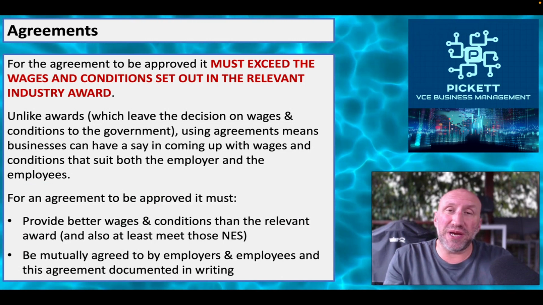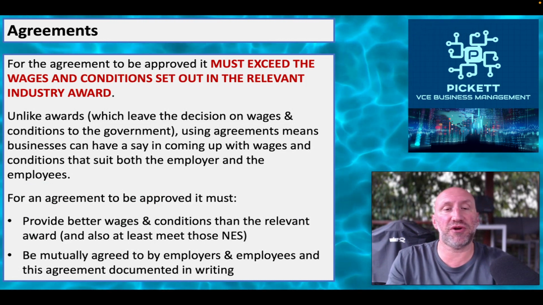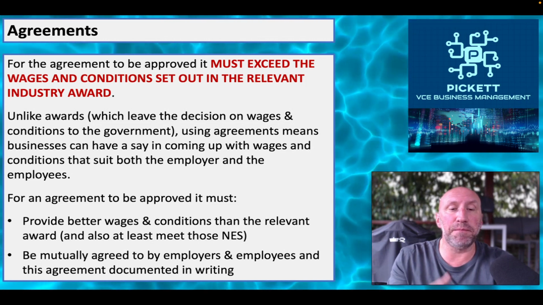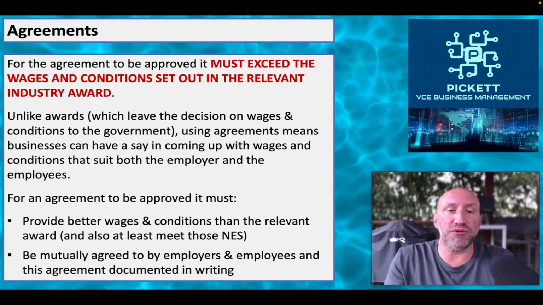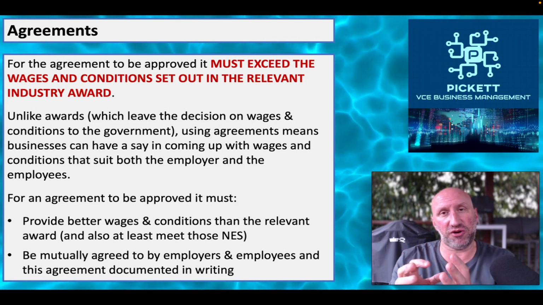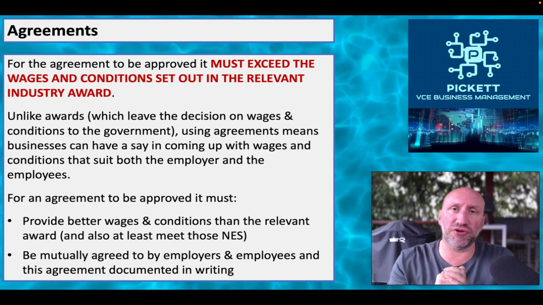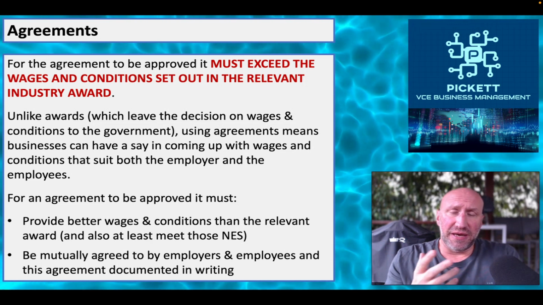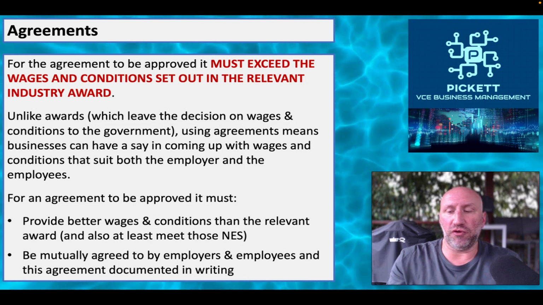Now, for an agreement to be approved, so for the Fair Work Commission to actually approve the agreement, it must provide better wages and conditions than the relevant award, like I just said, and it must meet all of those NES, the 11 standards as well. And it must also be mutually agreed to by the employers and the employees. Okay, so that was that first stage. It has to be agreed. It's not going to go to the Fair Work Commission for approval until it's been agreed between the employees and the employers. And that can be quite a process. And it's then documented in writing, and that's a document that then goes to the Fair Work Commission for approval.